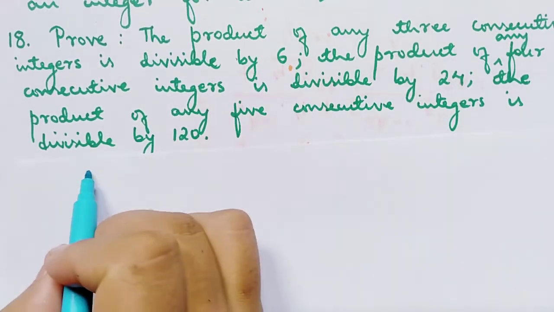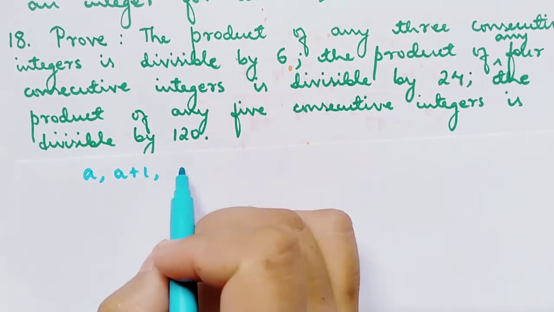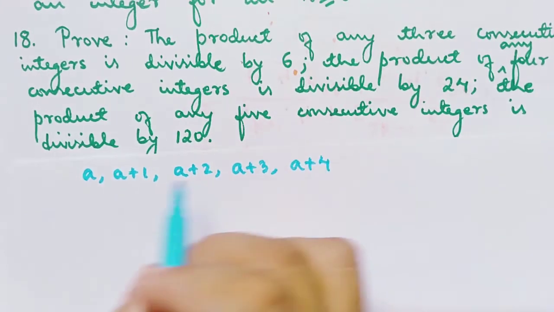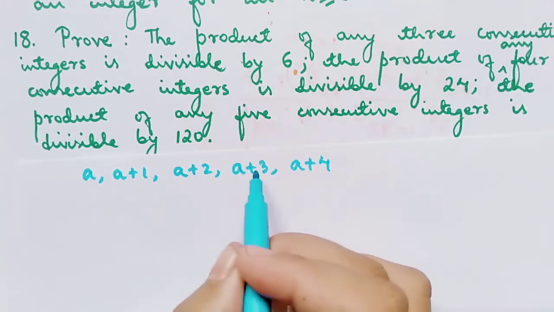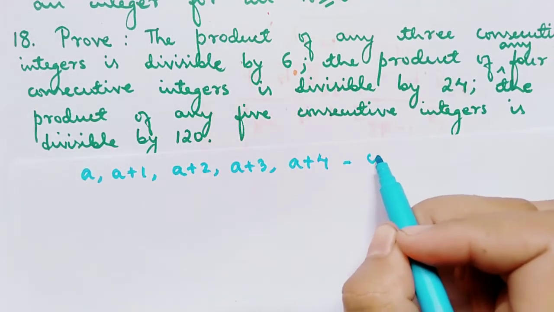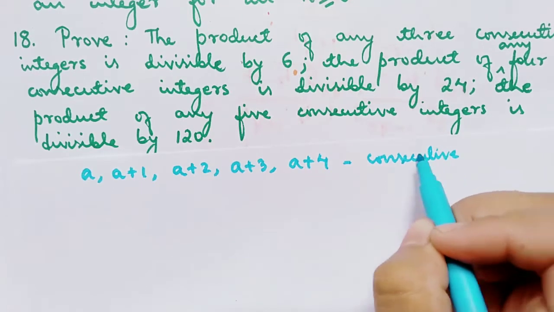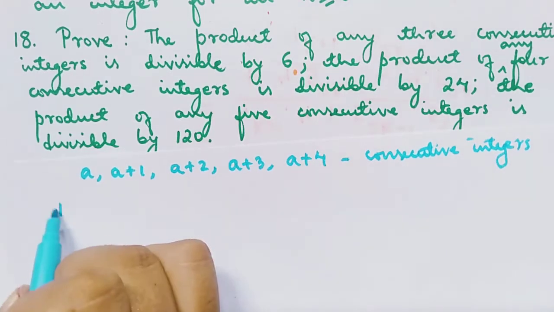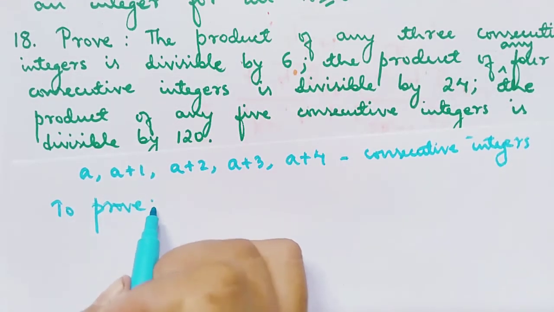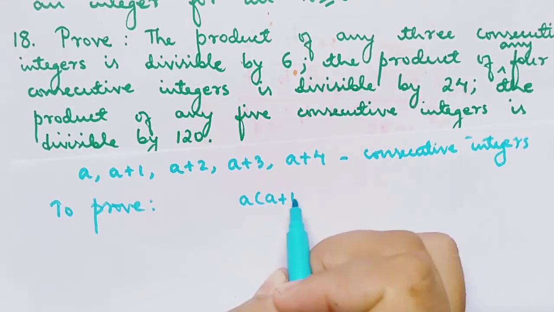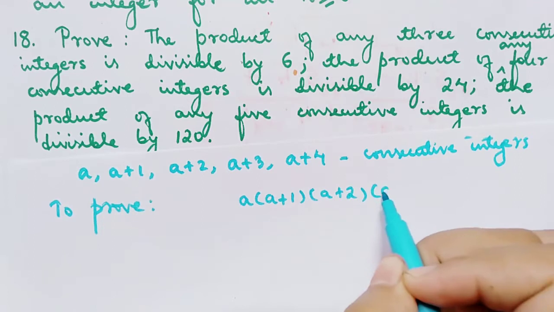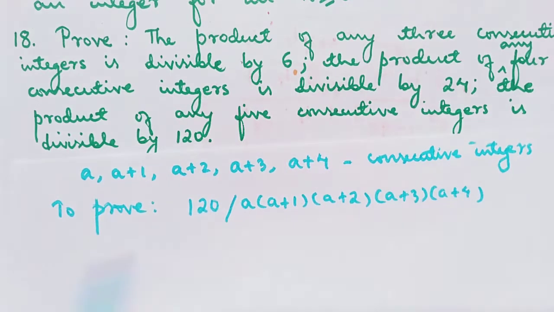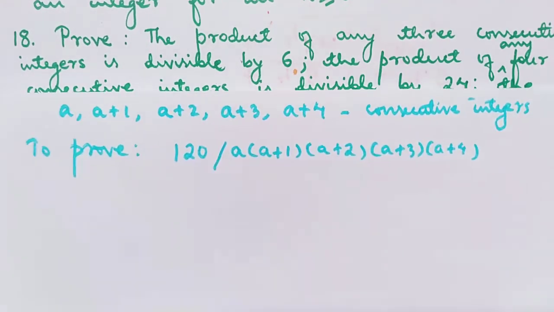Suppose a plus 1, a plus 2, a plus 3, a plus 4, a plus 5 are any 5 consecutive integers. Our job is to prove that the product of these 5 consecutive integers is divisible by 120. Okay, now we use mathematical induction.